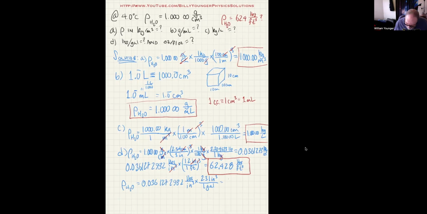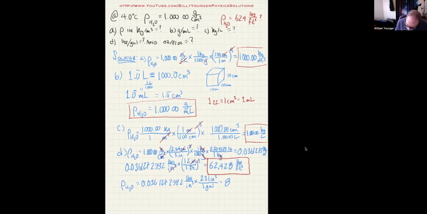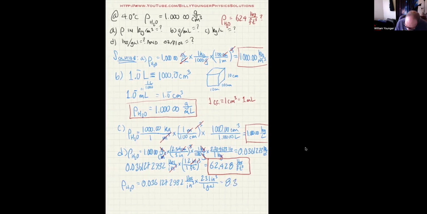And I get 8.345, which probably is more than enough sig figs, and that is pounds per gallon. So the density of water in pounds per gallon is about 8.345.